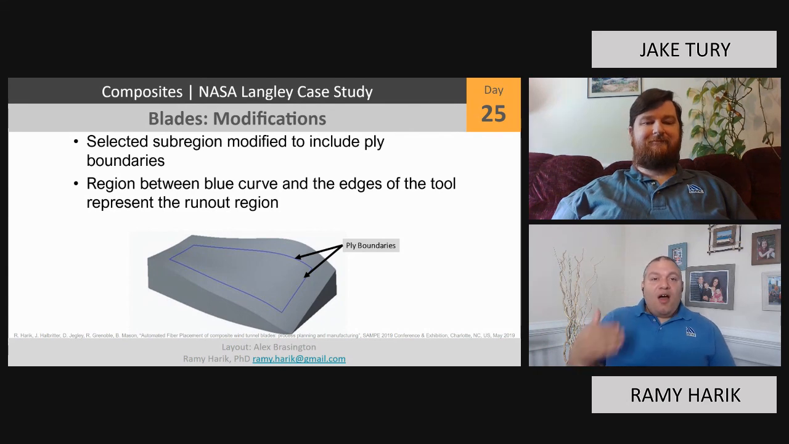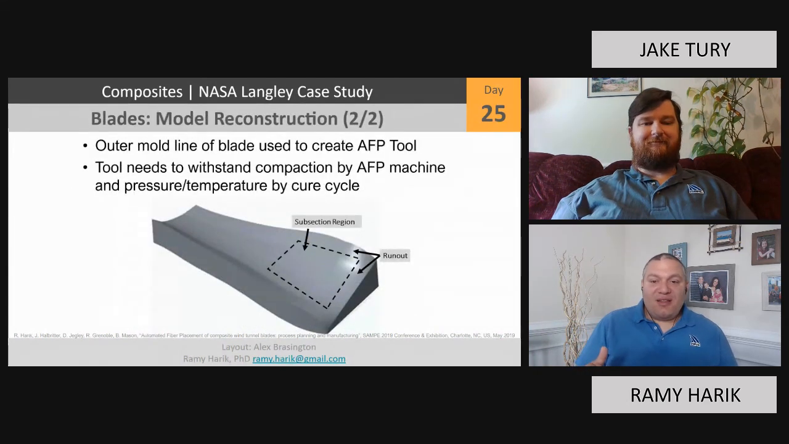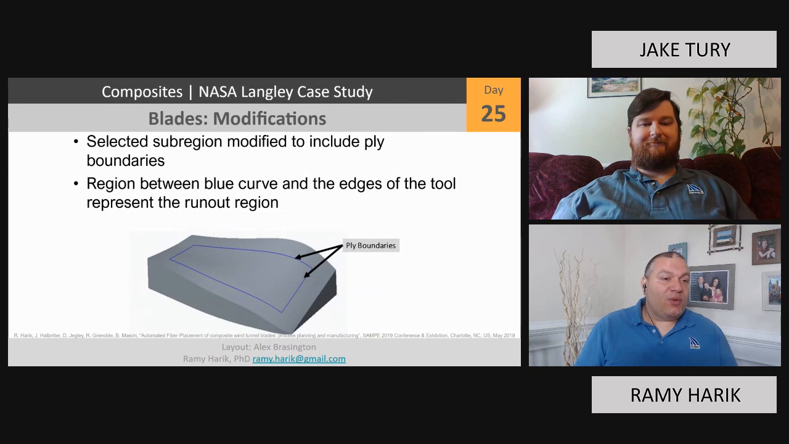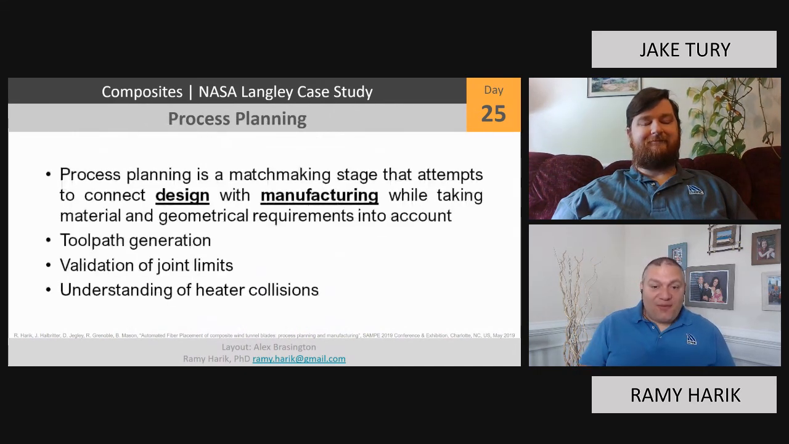So following that, we created the outer mold line. We thought of the best complicated place where we can actually create a subsection region that has inflection, that has complexity, unlike some of these other parts of the outer mold line. And then what we did is we created the ply boundaries and we left some runout area.